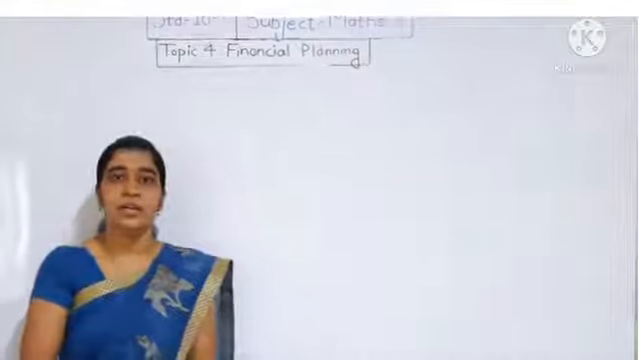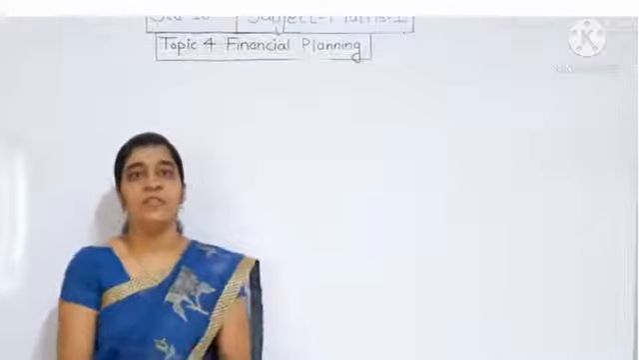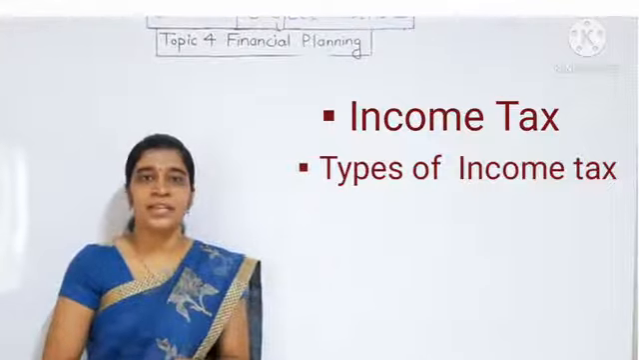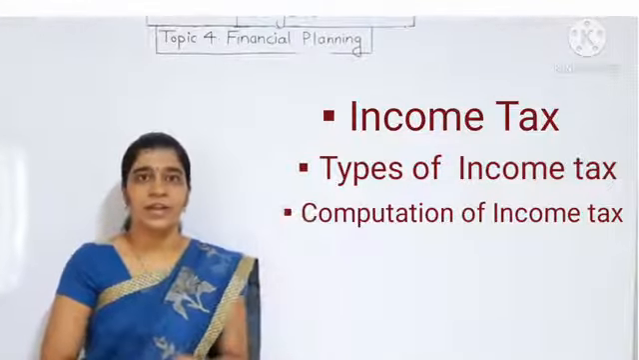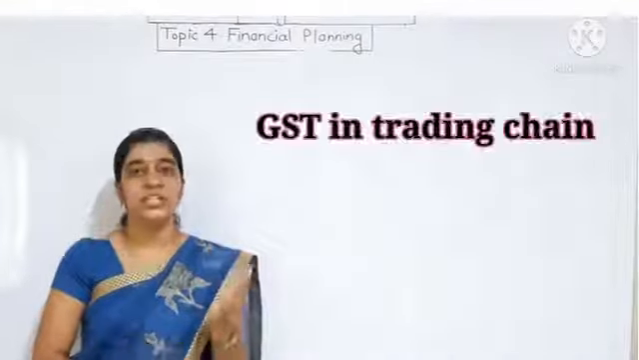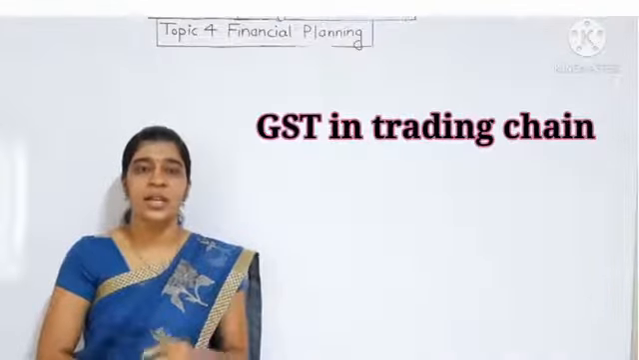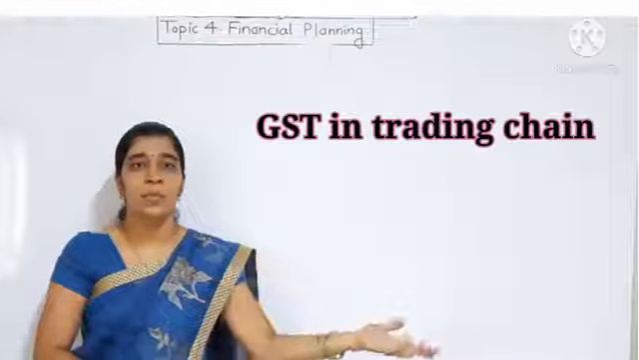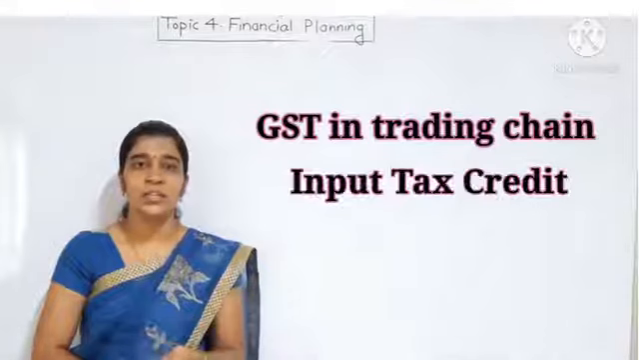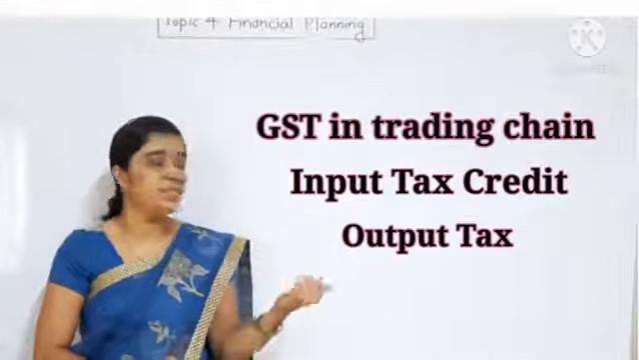Students, in the earlier video we had completed practice set 4.1, which is based on income tax and types of income tax. How to compute income tax we had already completed. Now in this video, we will see GST in the trading chain: how to find GST in the trading chain, and how GST is applied up to the customer. We will also see what is meant by input tax credit and output tax.